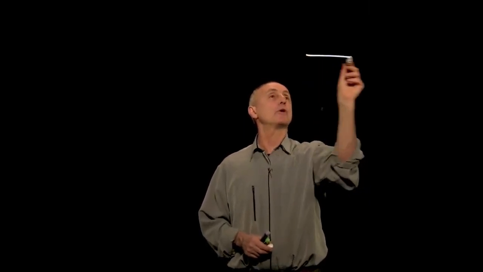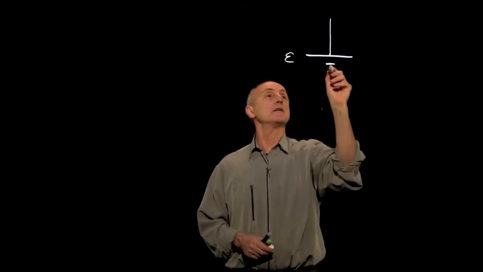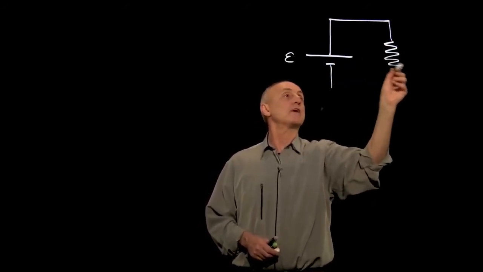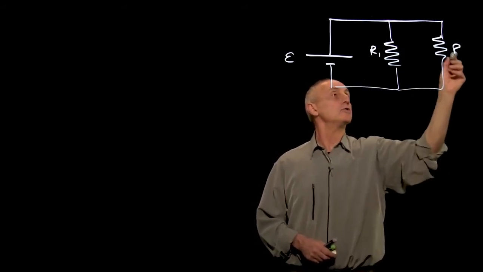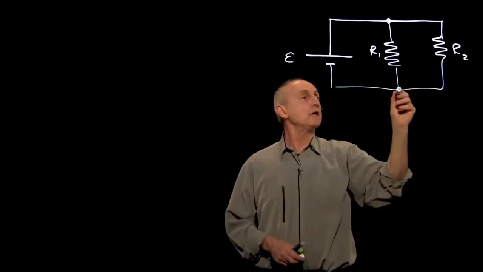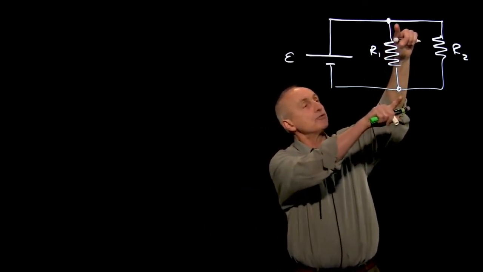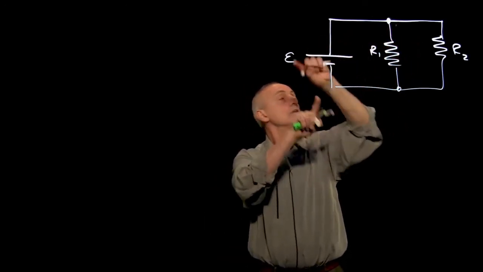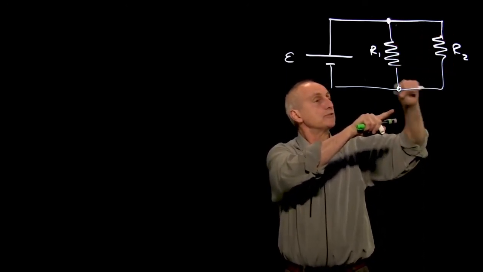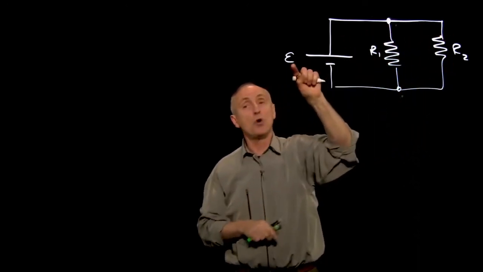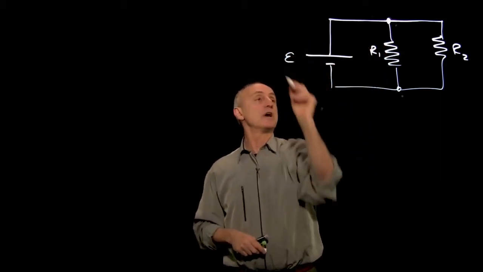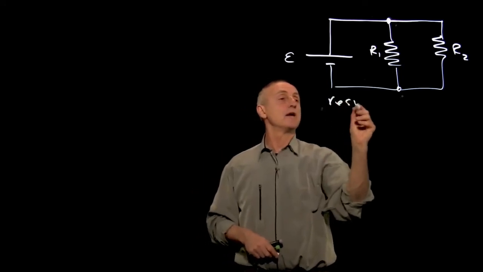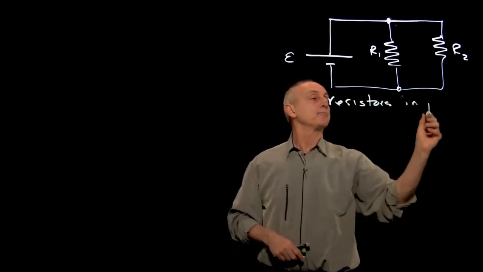Our second example of how to decompose complicated resistor networks is when two resistors are connected in parallel. So let's have a resistor R1, and let's have another resistor R2. Now, what does parallel mean? Remember that the potential difference across this resistor is equal to the electromotive force, and the potential difference across this resistor is also equal to the electromotive force. So that's what we mean by resistors in parallel.